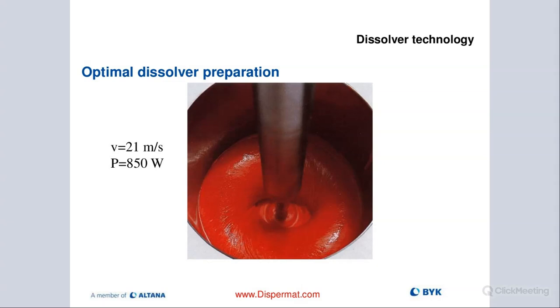Here you're running a tip speed of 21 meters per second. We're putting in 850 watts of energy. So this to me looks like everything is optimized. Looks good. We're going to run this for about 15 to 25, 30 minutes, and that should be done. That product can then move over to a medium mill when you see something like that.